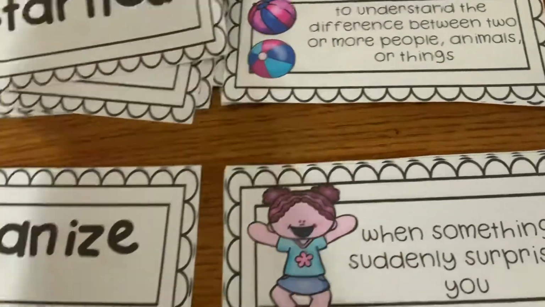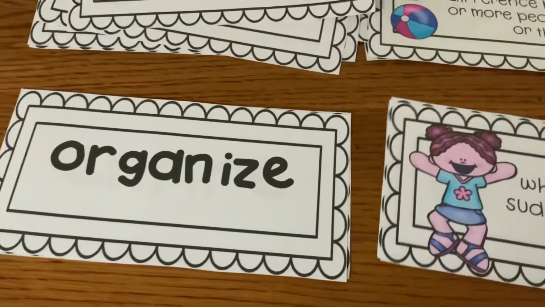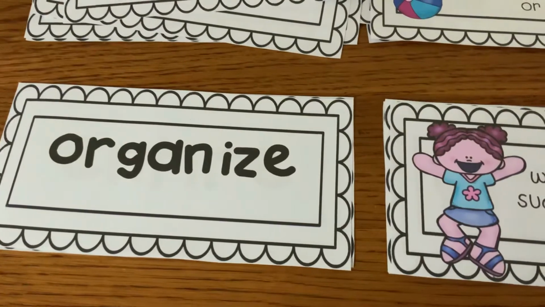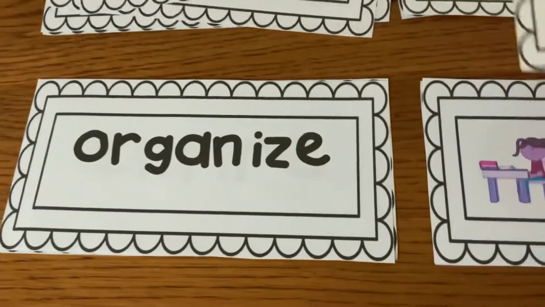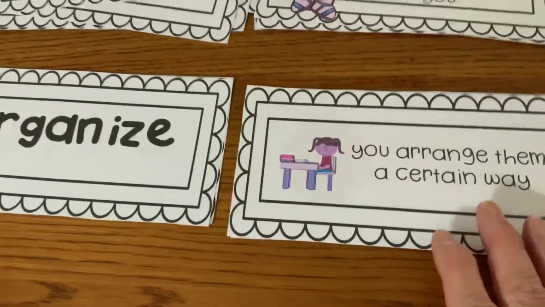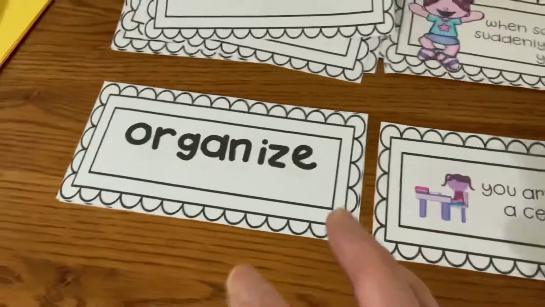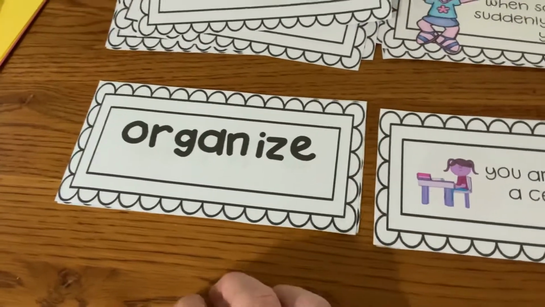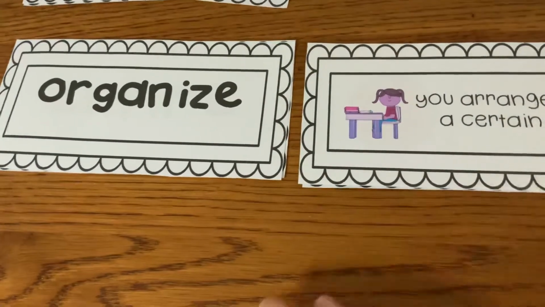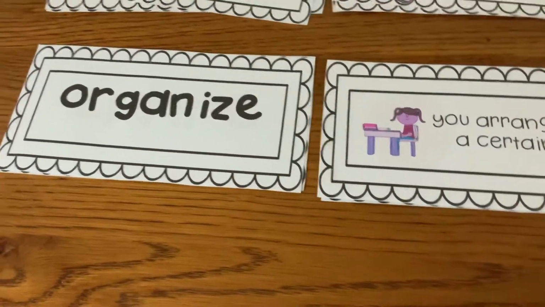Okay, the next word is organize. Organize is another word we're using now in Unit 7 of our math because we're taking things after we sort them and we're organizing the data. We're putting it on charts and on graphs. So what are we doing? We're arranging them in a certain way. We put all the balls over here and all the airplanes over here. We're organizing our toys.